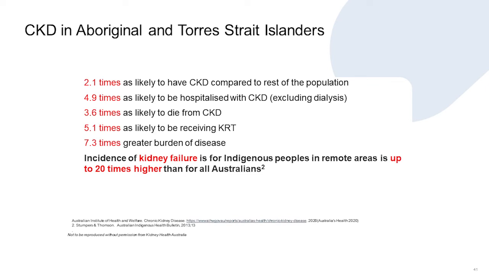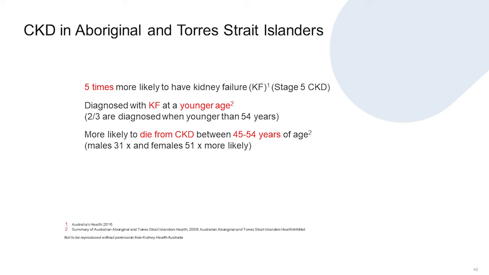So for CKD in Aboriginal and Torres Strait Islander people, they are 2.1 times as likely to have CKD compared to the rest of the population, nearly 5 times as likely to be hospitalized with CKD, 3.6 times as likely to die from CKD, and 5 times as likely to be receiving kidney replacement therapy. And the burden of disease is greater by 7.3 times. The incidence of kidney failure for Indigenous peoples in remote areas is up to 20 times higher than for all Australians. And again, they are 5 times more likely to have stage 5 when compared to the non-Indigenous population.